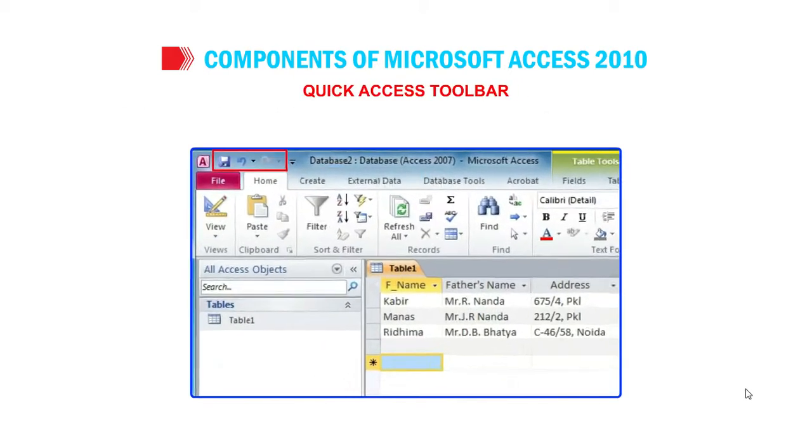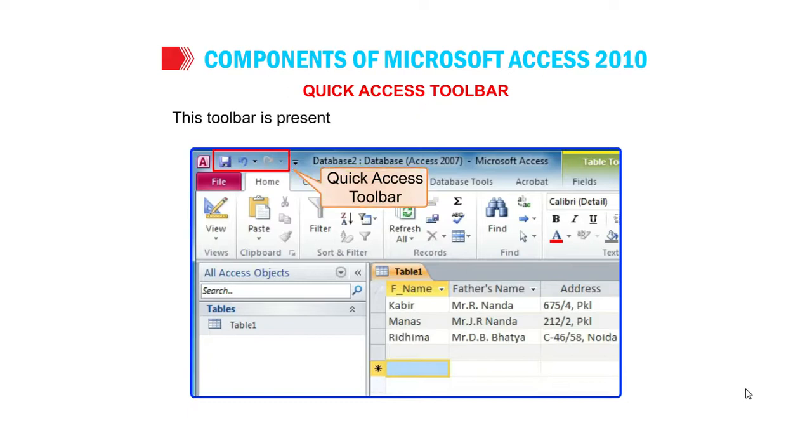Quick Access toolbar. This toolbar is present at the top left corner of the Access window. It contains the most frequently used command buttons. By default, it has 3 buttons which are Save, Undo and Redo.